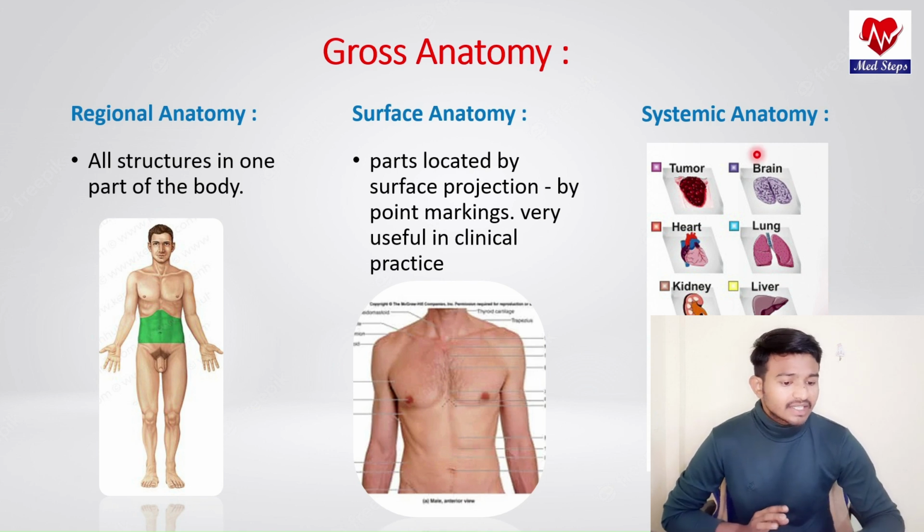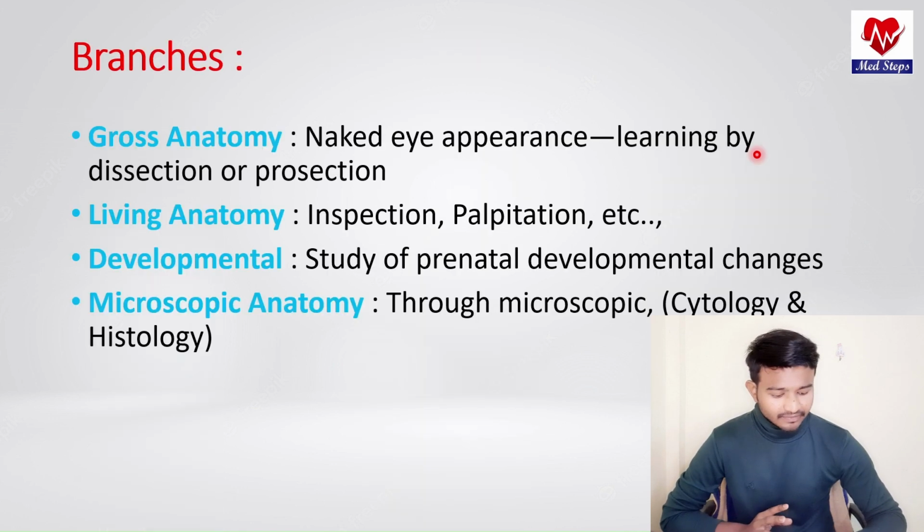Next, systemic anatomy. In systemic anatomy, the anatomy is divided into systems. For example, cardiovascular system, respiratory system, reproductive system, nervous system, excretory system. This type will come under gross anatomy.